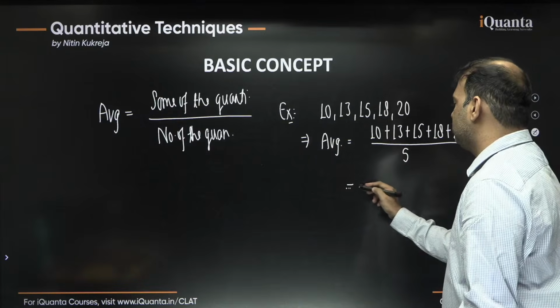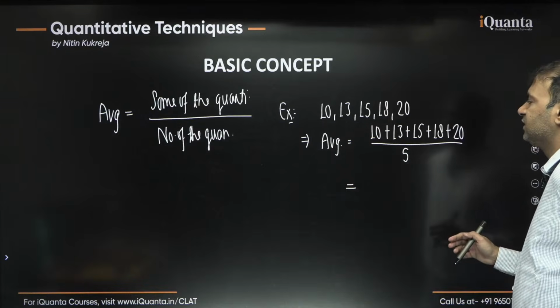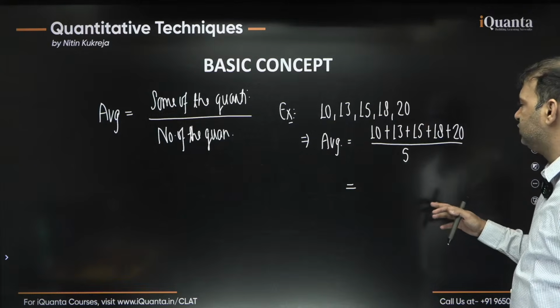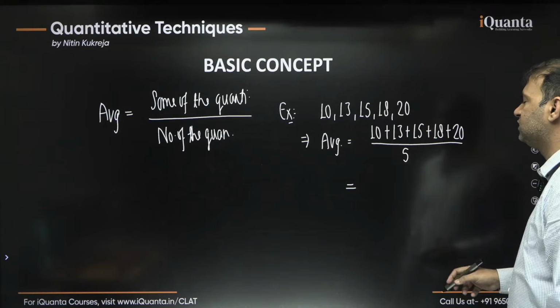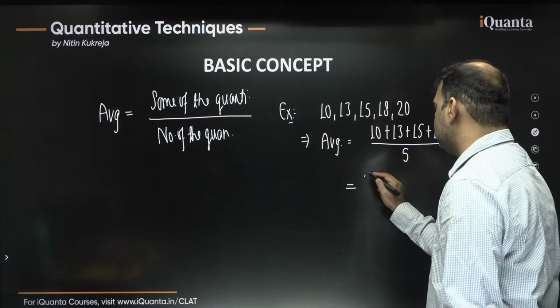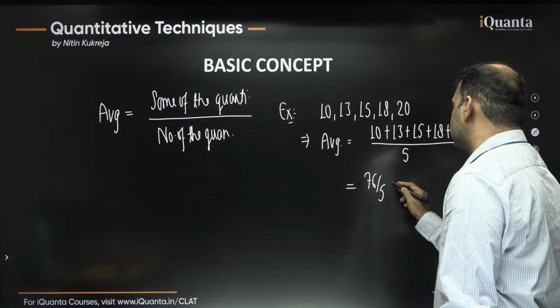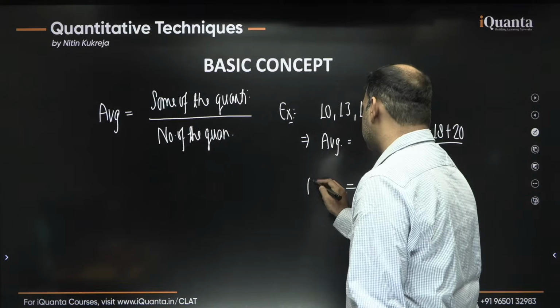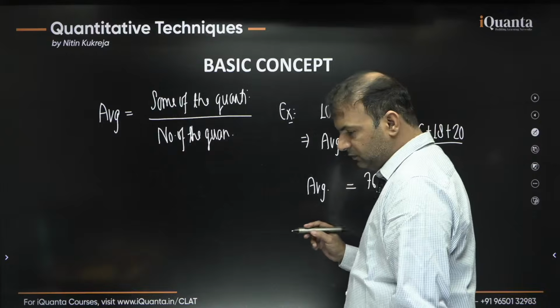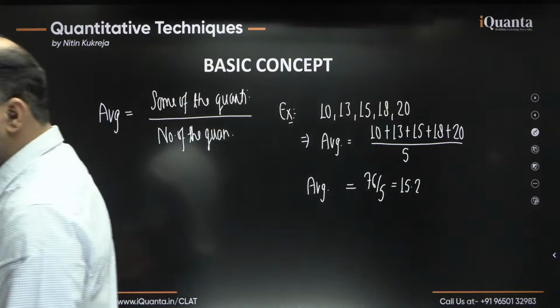Now what should be the sum? If we add them, we will get how much? 10 plus 20 is 30. 30 and 13 is 43, 43 and 18 is 61. 61 and 15 is 76. So 76 by 5, we can say this is 15.2 in the end. So that should be the average, 15.2. I'm sure you all can see that.